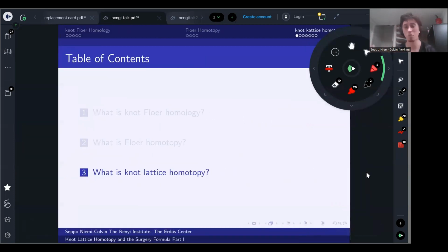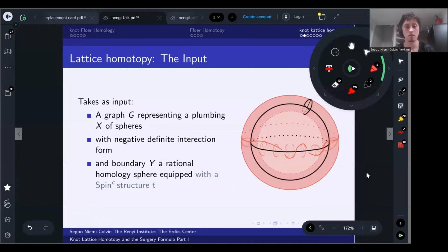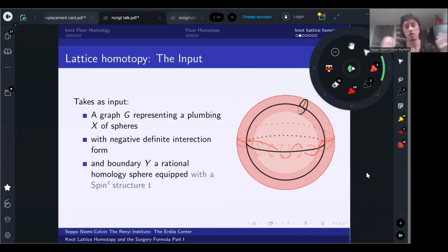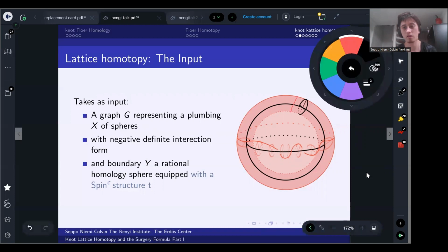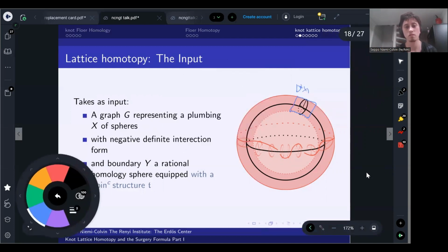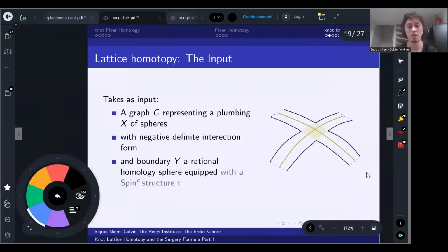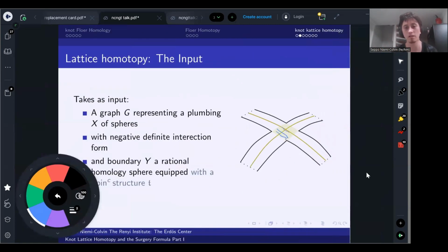So let's talk more about what those are. It requires a certain construction in the background. In particular, there's going to be a graph representing a plumbing of spheres. Here's my artistic representation of a disk bundle over a sphere. To do a plumbing, we'll take a D2 times D2, a D2 for the base and a D2 for the fiber in each sphere. And then we glue those together so that the base of one disk bundle becomes identified with the fiber of the other.